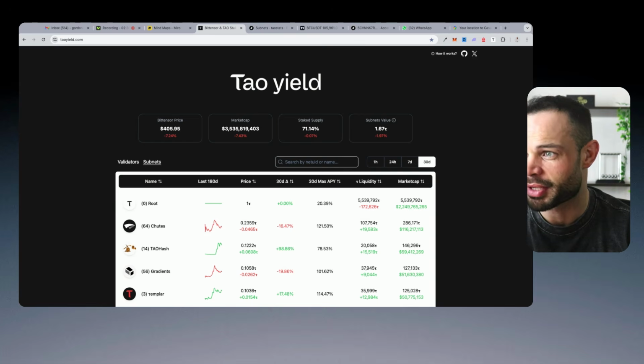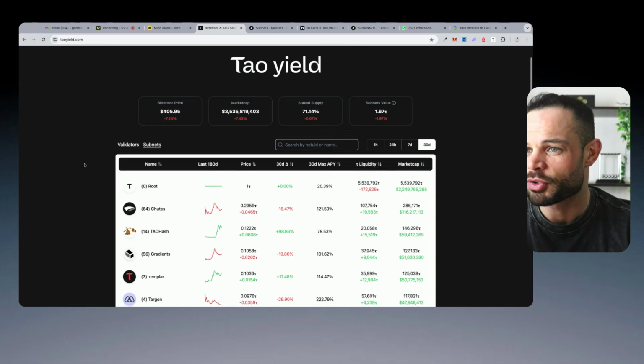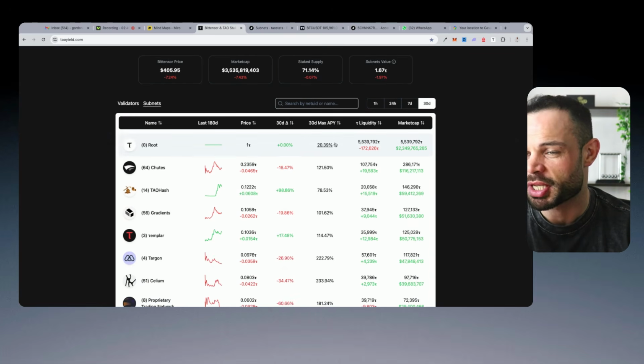Again, I can leave a link for this in the description below the video, but if you come over here, you can see, just as I was mentioning, on the root network specifically, you can be generating 20% simply from staking your native Tau. But once you begin to actually purchase the subnet alpha tokens like Shoots, Tau Ash, Gradients, Templar, etc., look at how amazing some of these staking APYs are. You're getting 120% plus for staking the Shoots token. You're getting 114% plus for staking Templar.